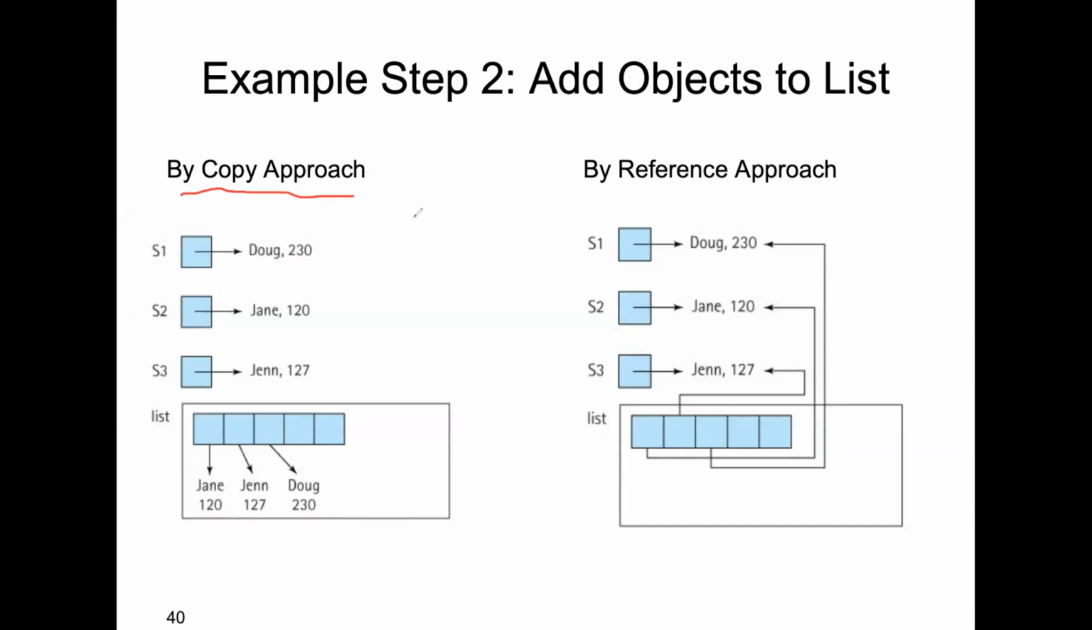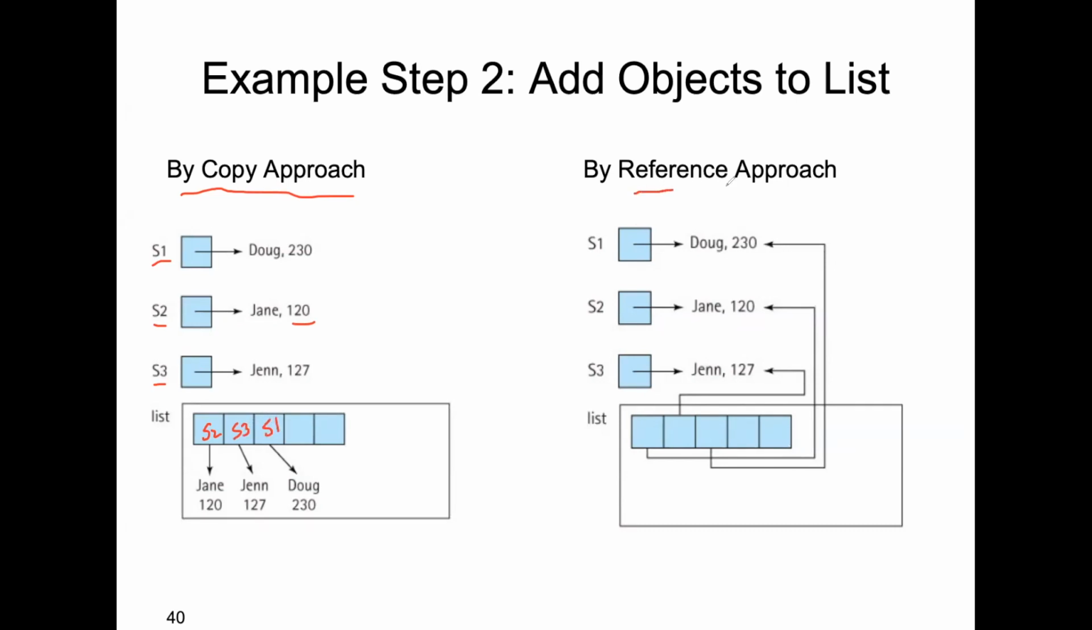In the copy approach on the left side, we're making a copy of S1, S2, and S3 and pushing them to the list. And then we sort these 3 objects by their weight number, so the lowest weight is in front. So S2 is right here, which refers to Jane, 120, then S3, and S1.